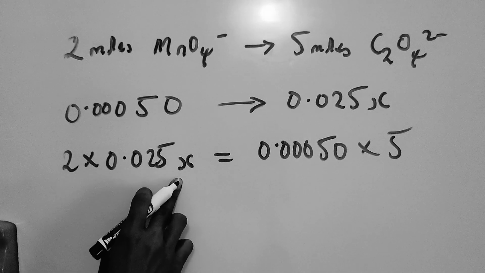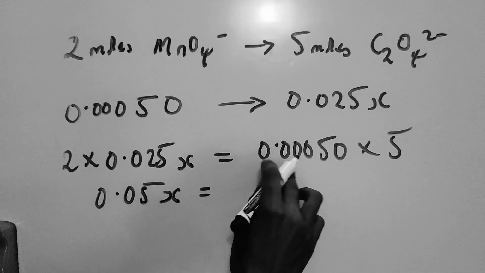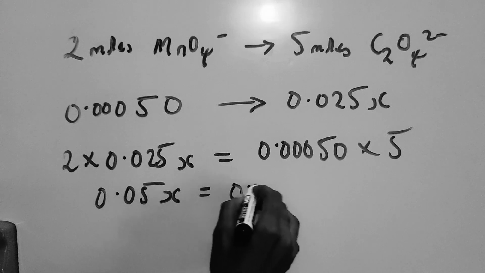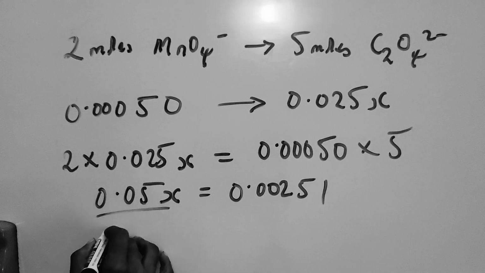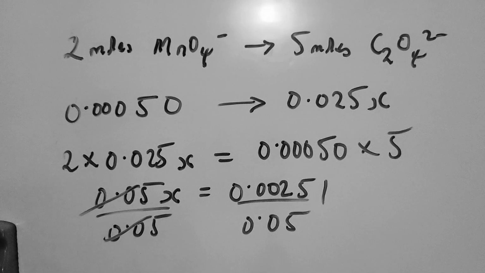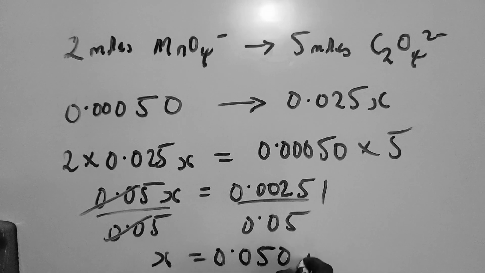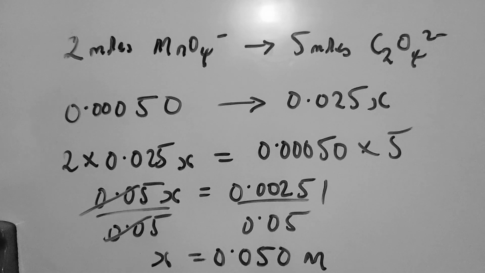So if you do this multiplication, you will have 0.05x will be equal to, if you do this, you should be having around 0.12251. Okay, so divide both sides by 0.05, so you should be having around 0.050 molar. So can you see that? This is the molar concentration of the oxalic acid. You see how straightforward it is, right? So this is how you go about doing these calculations.